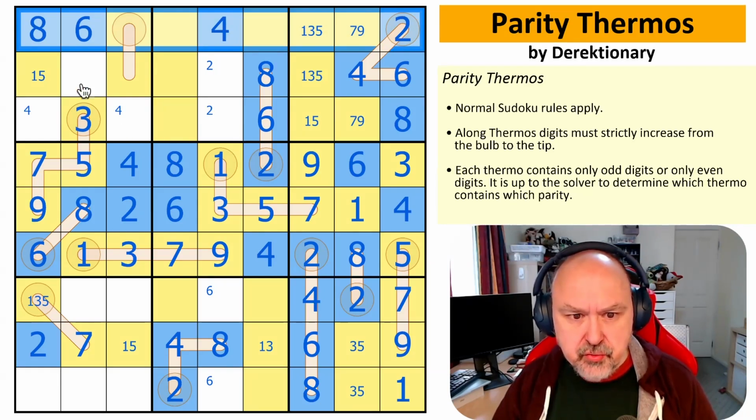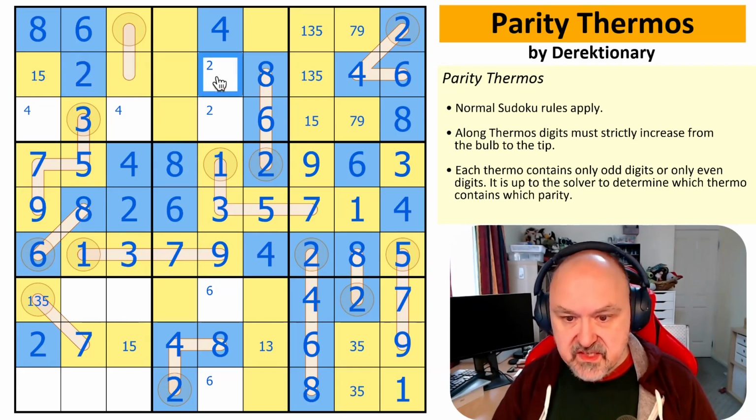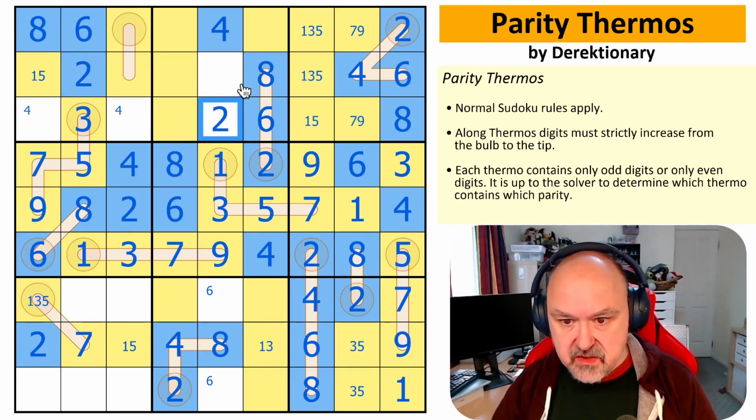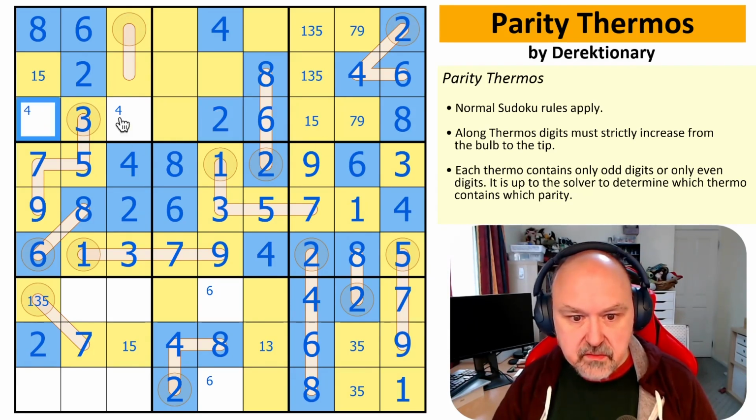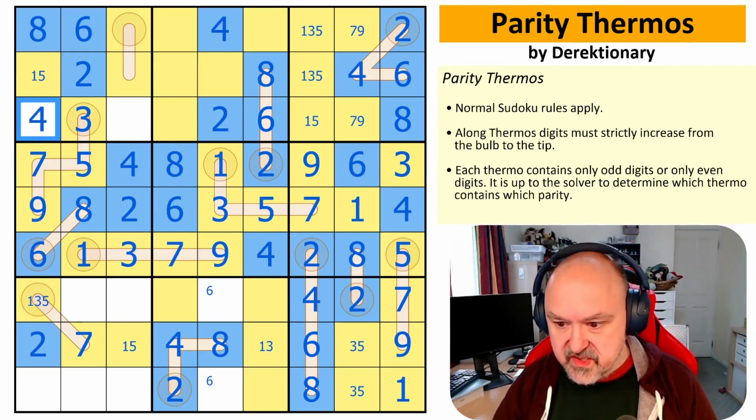And 2 has to go there now because of those 2s looking up. So that is the 2, which means this is not the 2, this is the 2. This is a very cool puzzle. And that's not 4 because of that. So that is 4, which is even.